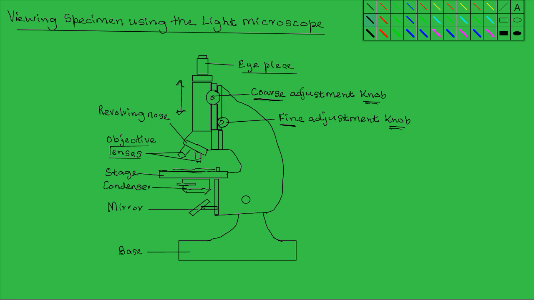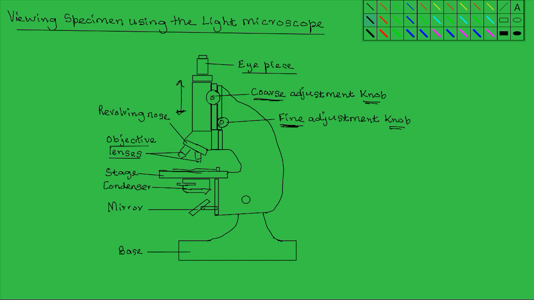The coarse adjustment knob moves the body tube up and down over long distances, and therefore it brings the specimen into rough focus. But to fine-tune the view of the specimen, the fine adjustment knob is used because it moves the body tube only over small distances, and this enables the sharp focusing of the specimen that is mounted and is being observed under the microscope.